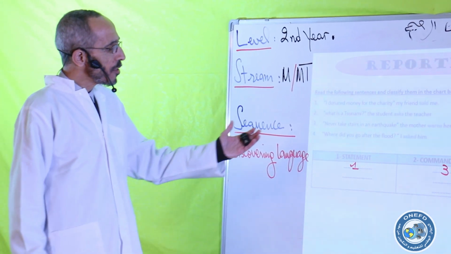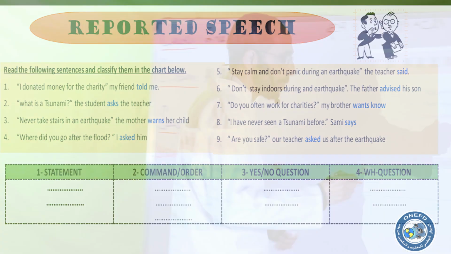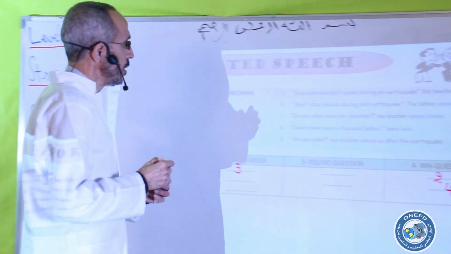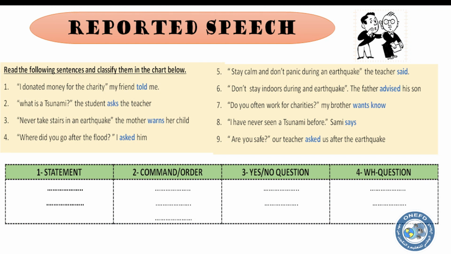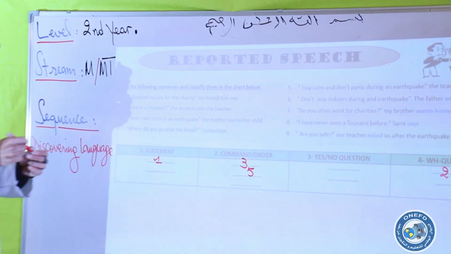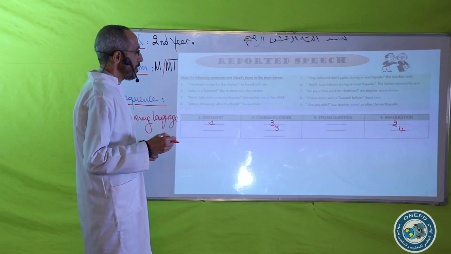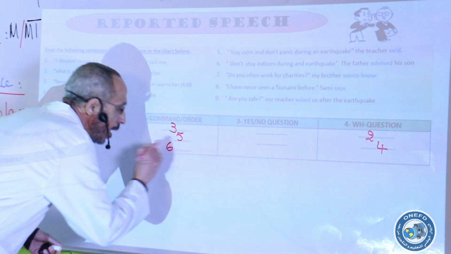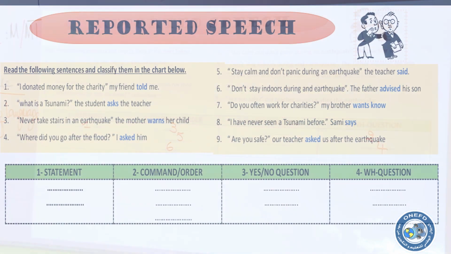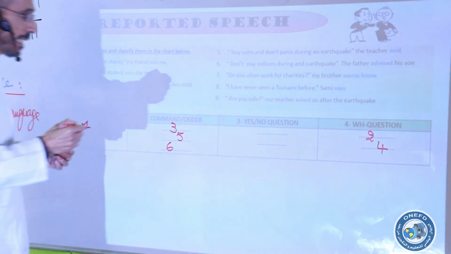Sentence 4. Where did you go after the flood? I asked him. This is another WH question. Sentence 5. Stay calm and don't panic during earthquake. The teacher said. This is an order, of course. Sentence number 6. Don't stay indoors during an earthquake. The father advised his son. This is another order. Sentence number 7. Do you often work for charities? My brother wants to know. This is a yes-no question.